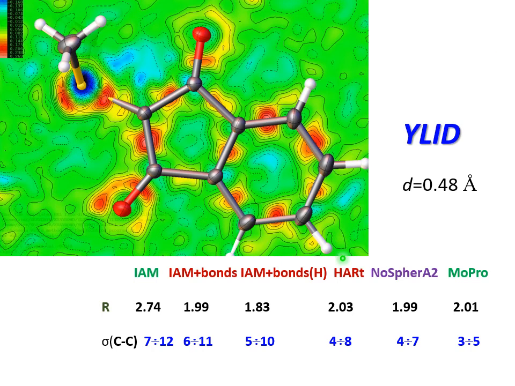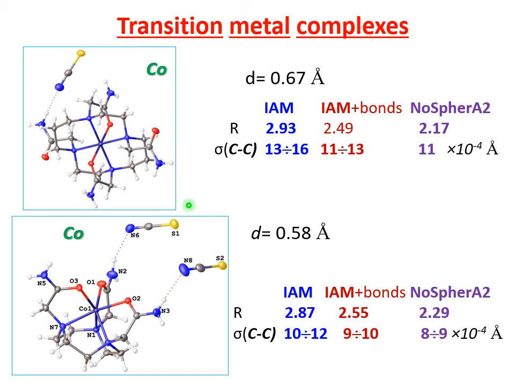An interesting example is a lead, where we have sulfur, and we have very nice improvement with IAM plus bonds if we include hydrogen atoms. HAR, NoSpherA2, and MoPro are giving essentially the same numbers, but much better precision in bonds. The same effect is visible in ionic crystals with transition metal complexes. NoSpherA2 is far more efficient in this case, but still most of the effect is visible in the IAM bonds approach, even with no hydrogen atom correction.